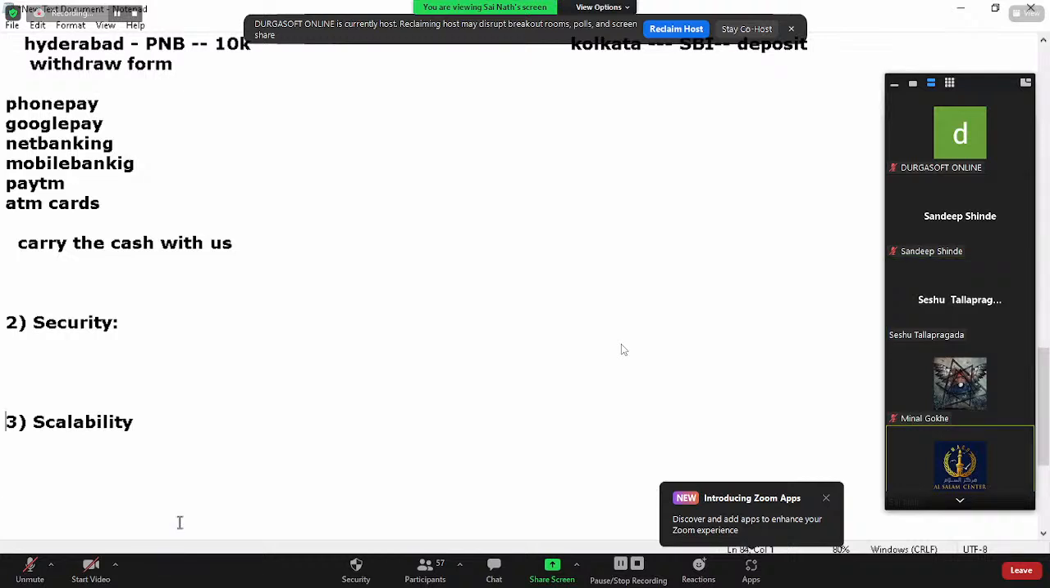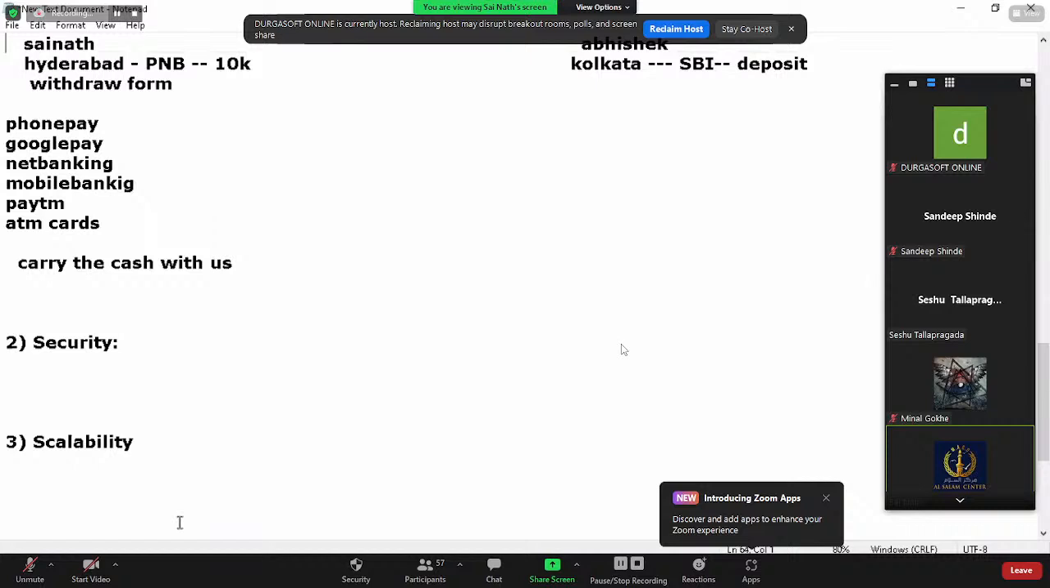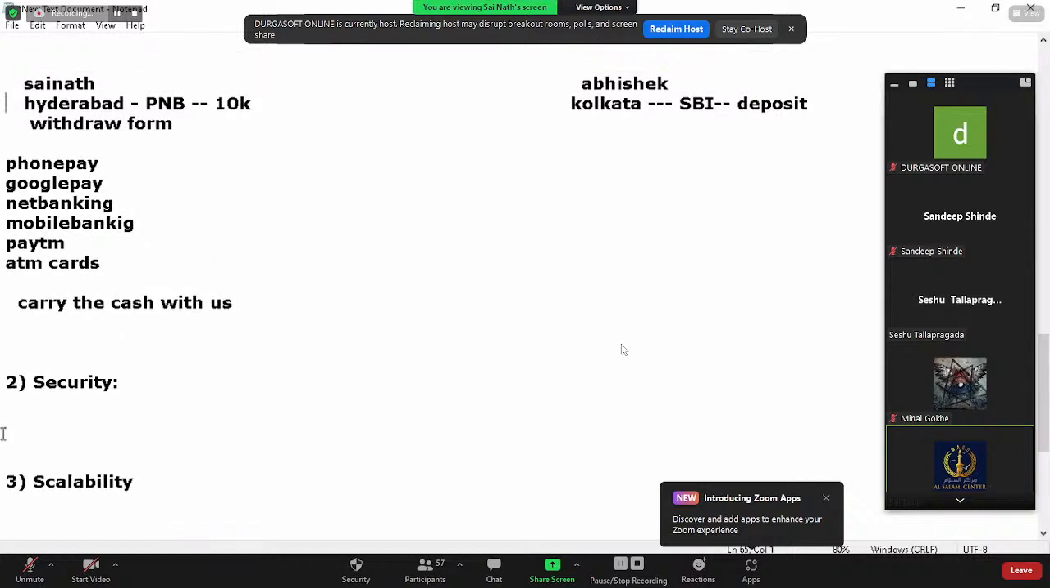Second point is scalability. What is scalability here? Scalability means, as I said, my friend is living in where? Kolkata. And where am I living? Hyderabad. I want to deposit 10,000 rupees in his account. What do I have to do? I have to withdraw 10,000 rupees from my account, Punjab National Bank. I need to travel all the way from Hyderabad to Kolkata. And I need to go to SBI, where he opened the account, to that branch only. There only I can deposit the amount.